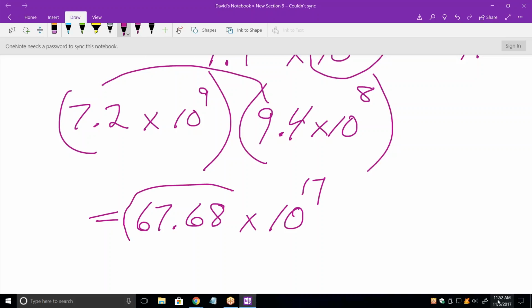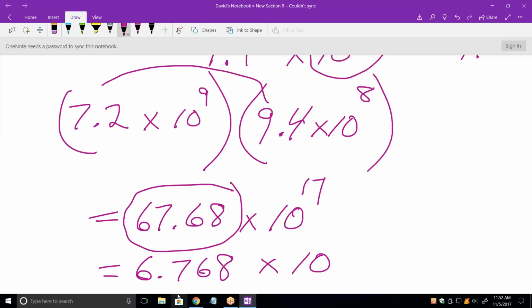Now remember, this number has to be between 1 and 10 for proper scientific notation. So which way do I have to move the decimal point? To the left. Okay, so it gives me 6.768. What does that mean I have to do to that exponent? We have to add. Yeah, you have to add. You have to add as many places as you had to move the decimal point.